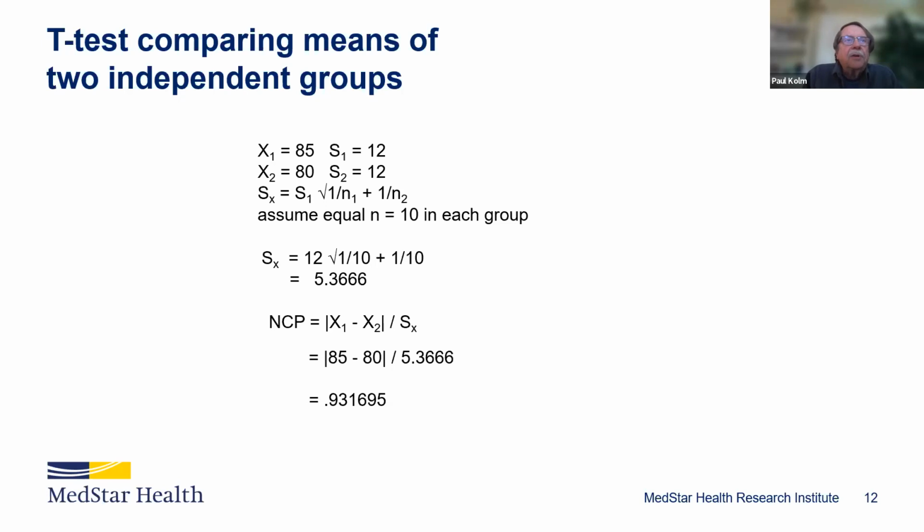If we solve for our standard deviation of the difference, that's 12 times the square root of 1 over 10 plus 1 over 10, and that turns out to be about 5.4. And so our non-central distribution is just the difference in means divided by the standard deviation of the difference. So that's 5 divided by 5.4, essentially. And so we get, in our non-central distribution, a value of 0.93. So that's our beta error rate.